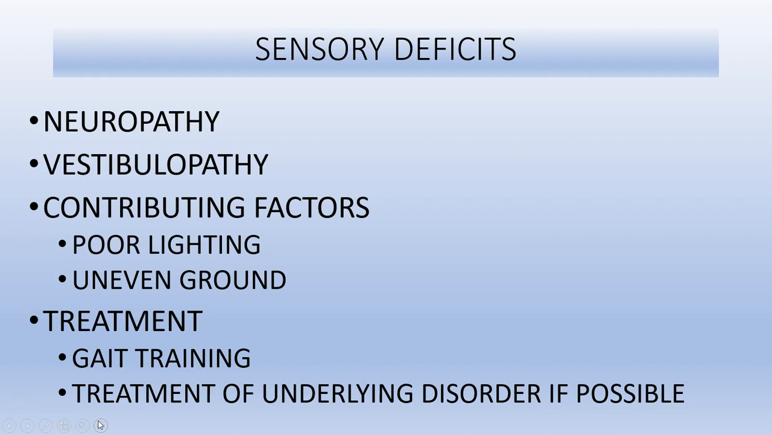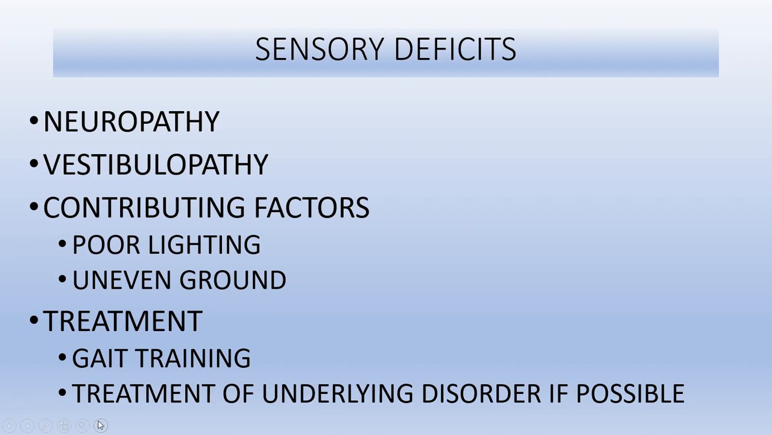With regard to sensory deficits, obviously proprioceptive feedback, sensory feedback is going to be important for normal gait. This can be typically associated with a peripheral neuropathy. It can be associated with a myelopathy. At times it can be associated with eighth cranial nerve dysfunction.